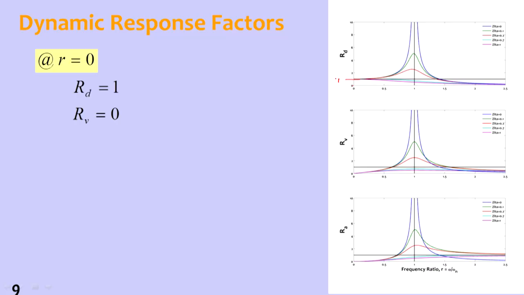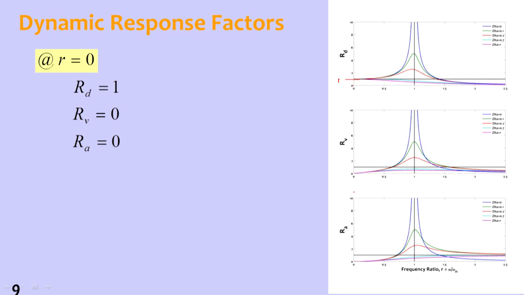And if you look at Rv, velocity, since the mass is not moving, the force is not moving, Rv will be 0, and similarly Ra will also be 0. So at r equal to 0, at lower frequencies or at rest condition, where omega is 0 or nearly equal to 0, omega by omega n gives r equal to 0.